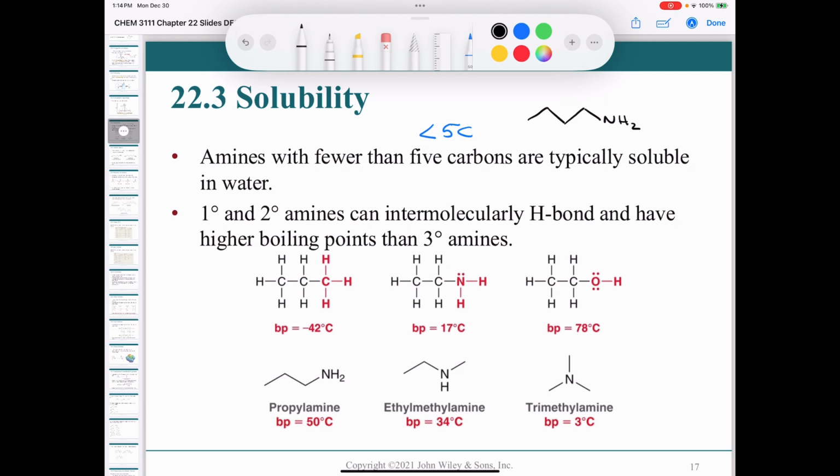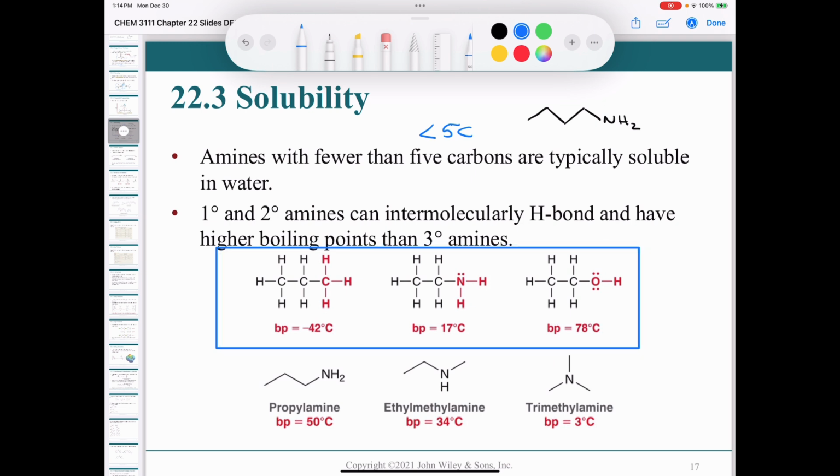Now, it says primary and secondary amines can intermolecularly hydrogen bond and have higher boiling points than tertiary amines. So let's unpack the 2 trends that are being illustrated on this slide here. And I'm going to start with these 3 compounds here, because here we have propane, then we have ethylamine here, and then we have ethanol here. So if we take a look at these 3 compounds, you notice that propane has by far the lowest boiling point at negative 42 degrees Celsius.